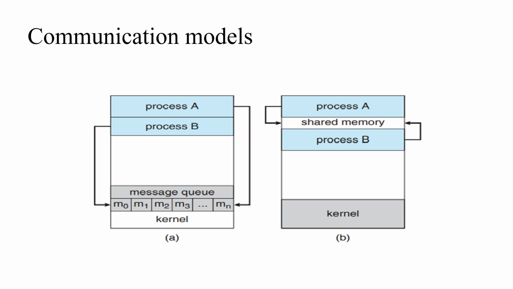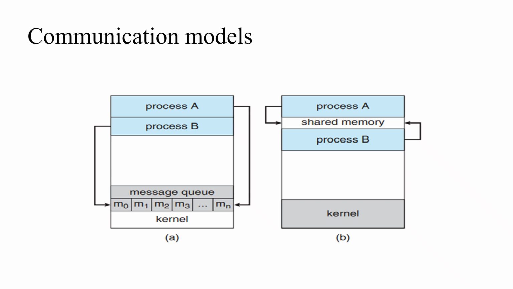This picture shows two ways that two processes can communicate with each other in operating system. Figure A shows message passing, B shows shared memory. In figure A, message passing, the processes send messages to each other through the operating system, that is the kernel. Here, process A creates a message. Next, the message goes into a message queue inside the kernel. Process B reads the message from the queue. If process B wants to reply, it sends another message through the kernel.